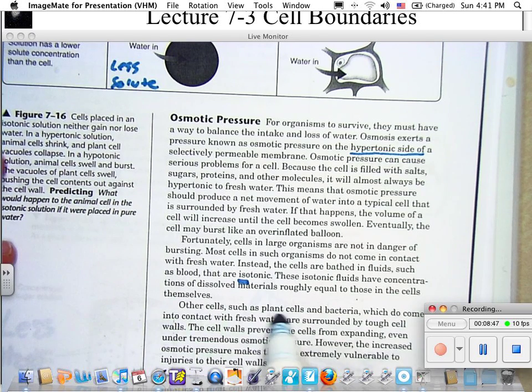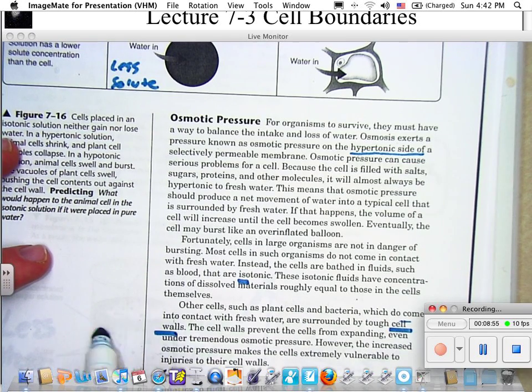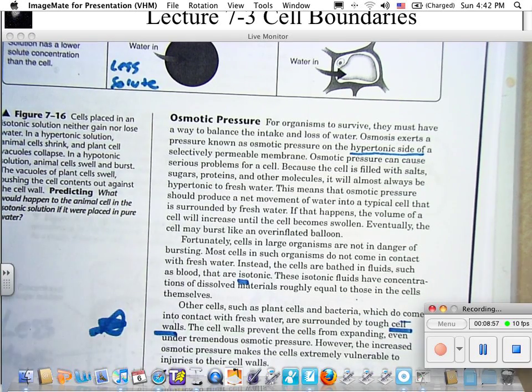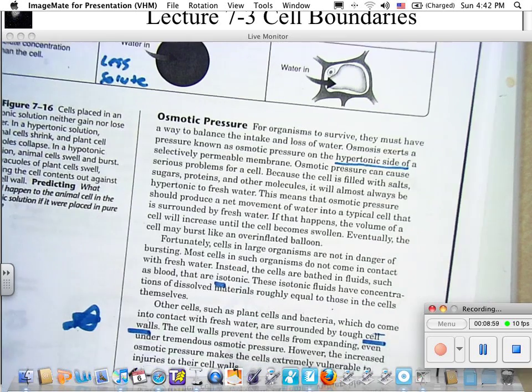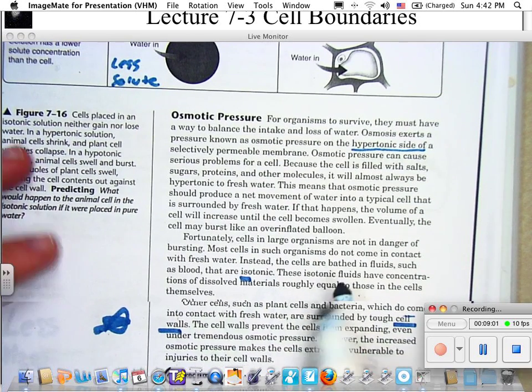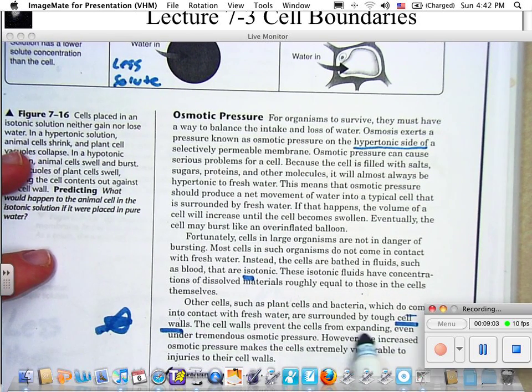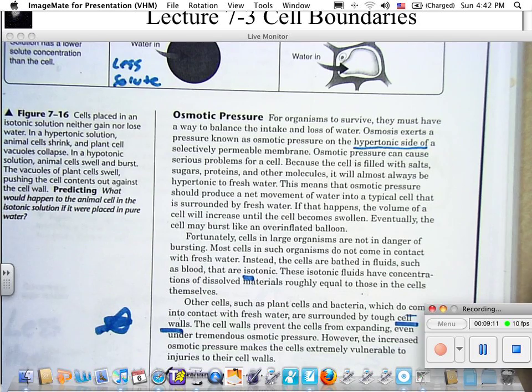Other cells, such as plant cells and bacteria, which do come into contact with fresh water, are surrounded by a tough cell wall. Wow! Oh yeah! Function of the cell wall, to keep the cell from exploding when it comes into contact with fresh water. The cell wall prevents the cell from expanding, even under tremendous osmotic pressure. However, the increased osmotic pressure makes the cell extremely vulnerable to injuries to their cell walls.